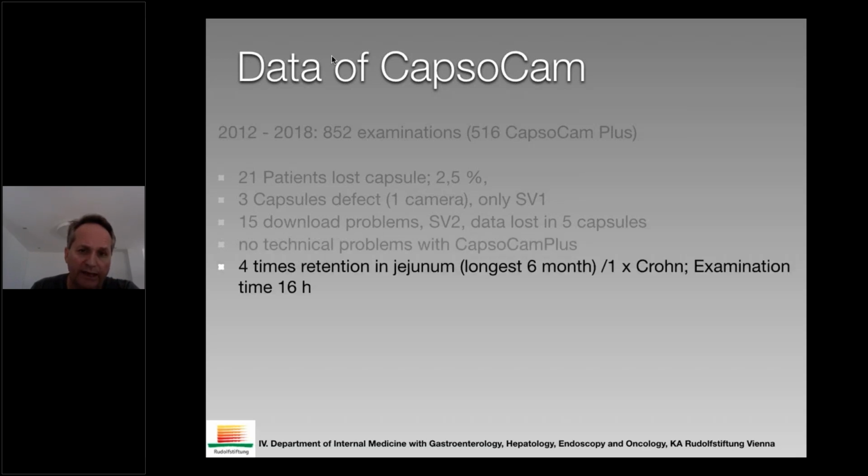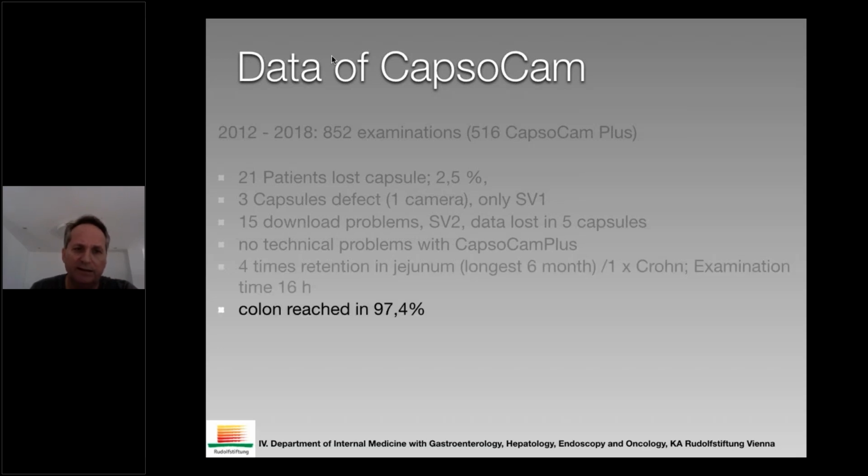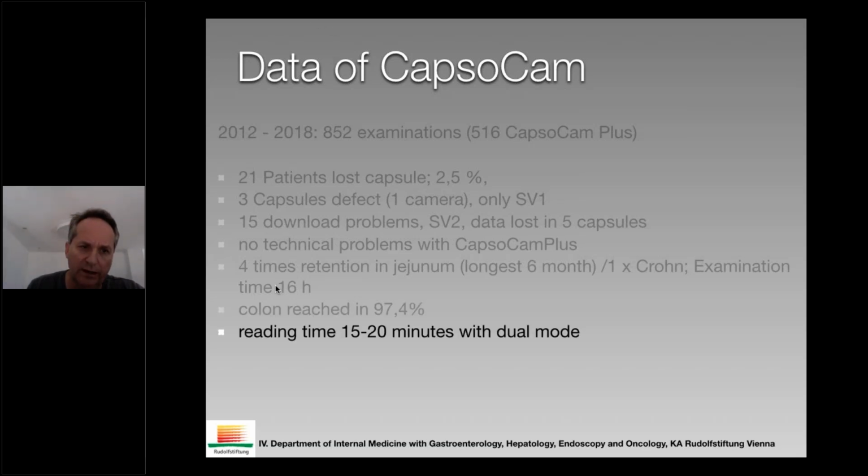We have 4 times retention in the jejunum, I told you before. We have a fantastic colon reach rate of 97.4%, and there is a reason. If you look here, the examination time now is already up to 20 hours, not more than 16 hours as it was sometimes before, but now we have 20 hours. That's the cause of the colon reach rate of 97.4%.